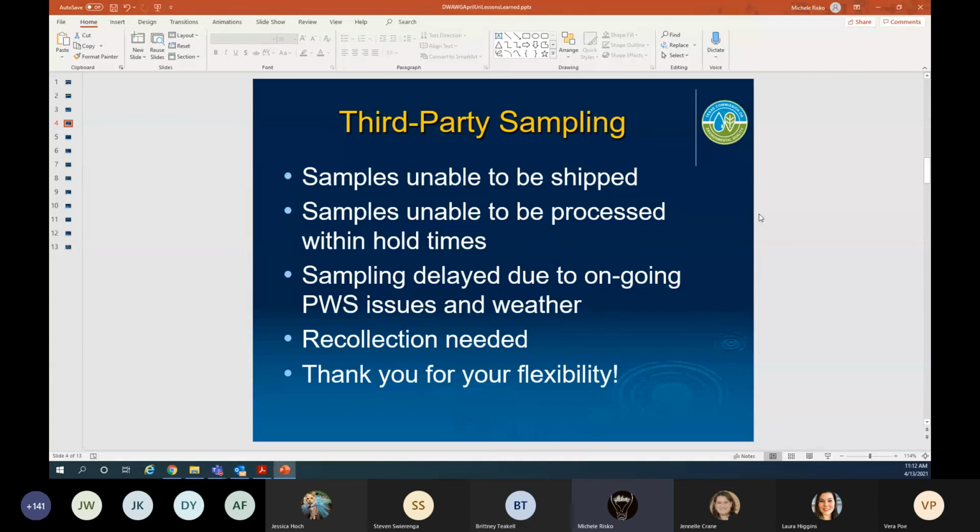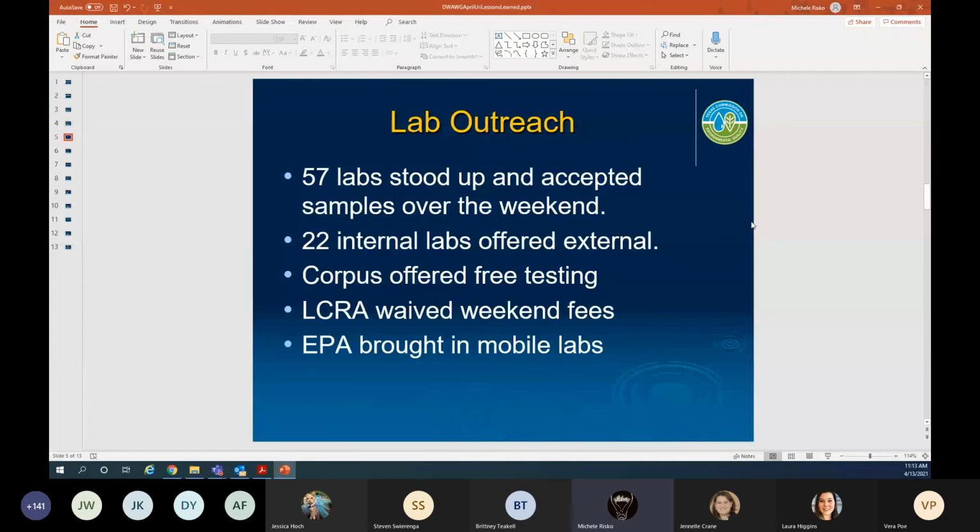So thank you for working with our third-party sampler and also for working with our laboratories. We had to stay within their capacity, so we had to pace ourselves. As part of that, not only is there the chem program, but the lab outreach related to bacteriological samples, because if 1,000 water systems go on boil water notice, 1,000 systems need to take samples to get off of boil water notice. So we were actively working with the laboratories, and we want to give a shout out to the labs. Thank you so much for stepping up when people needed you.